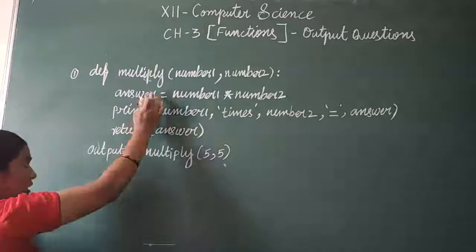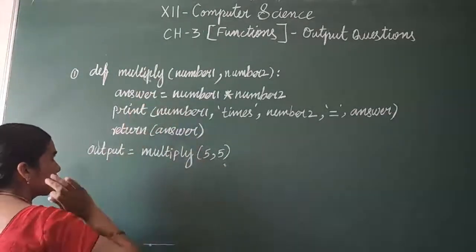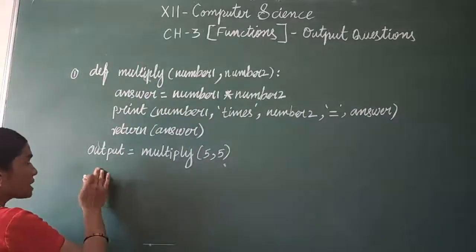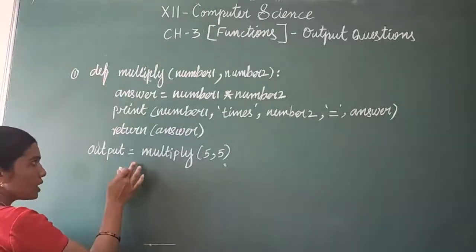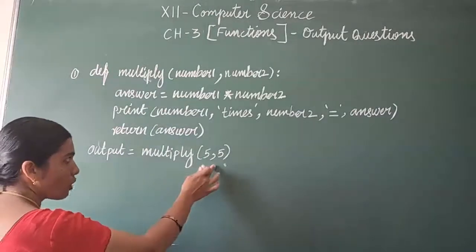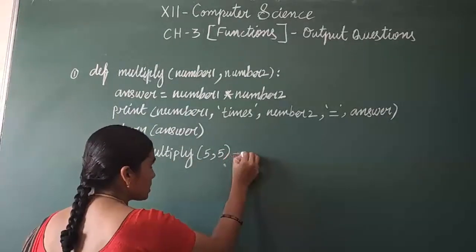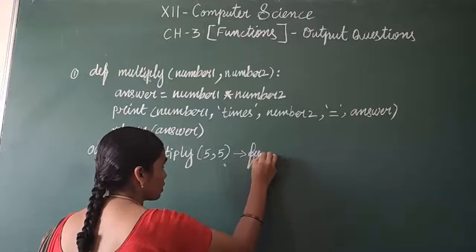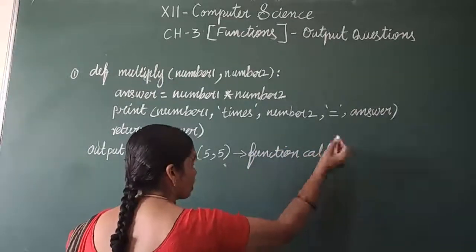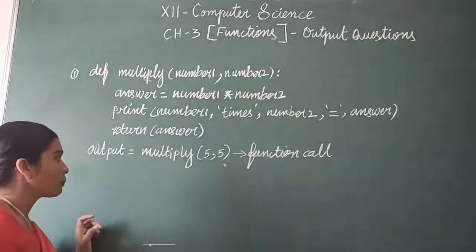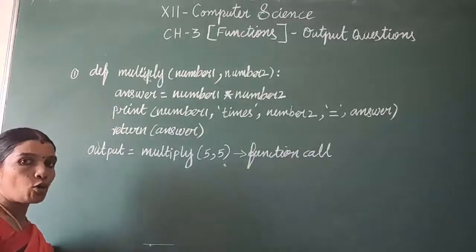Okay, so inside this, how many statements did we use? 3 statements. At last, this statement is outside this function. So output is equal to multiply of 5 comma 5. This is known as the function call. Did you understand, student? So how will the program execute? What type of output will we get?